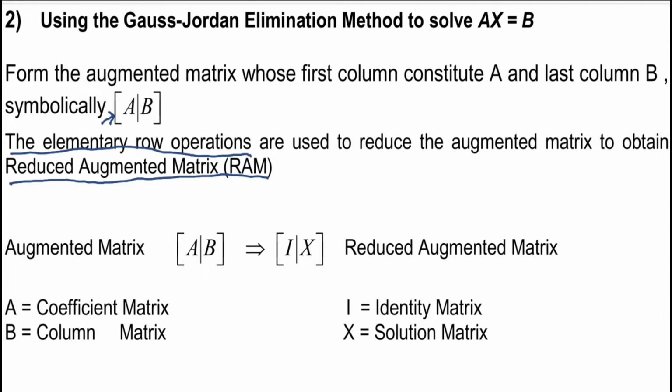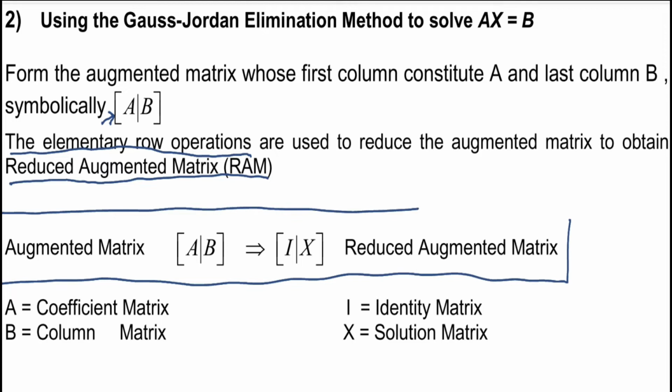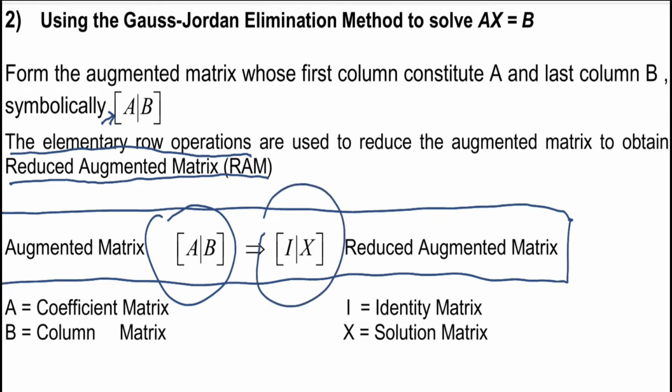Here is the bigger picture of the process. As you apply all the elementary row operations steps, in the final one you will get the A as an identity matrix, and the X here is the solution matrix representing all the solutions of X, Y, and Z.